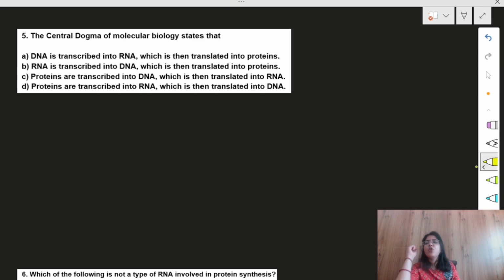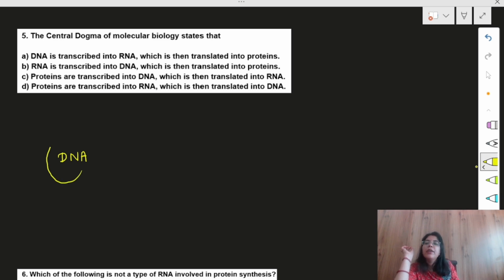Now, the central dogma of molecular biology states that, this is a very easy question. Who proposed the central dogma of molecular biology? Please tell me in comments. It is Francis Crick. So, what does the central dogma suggest? You have learned that the genetic information in all organisms flows in a unidirectional manner, except in viruses. Viruses do not come under living organisms. So, except that case, in all living organisms, genetic information flows in a single direction.